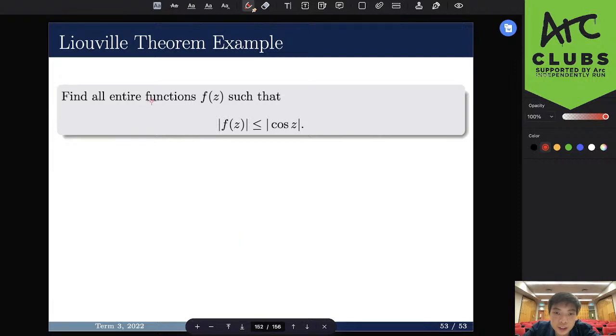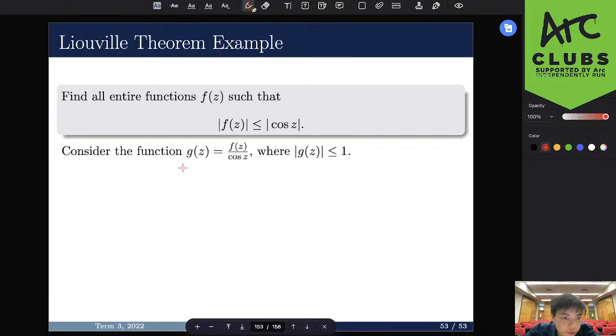So this is just an example of Liouville's theorem. And so we have to find all entire functions f such that f of z has a modulus which is less than or equal to the modulus of cos z. And so to use Liouville's theorem, we can first find a function g, which is f of z divided by cos z. And the reason we do this is because we want g to be bounded, right? Because if g is bounded, then we can use Liouville's theorem, and we can show that g is a constant.